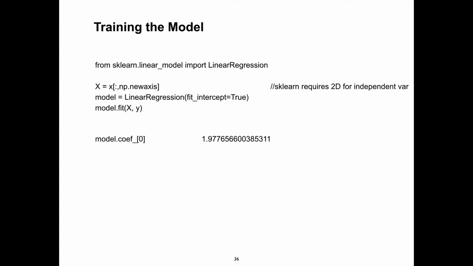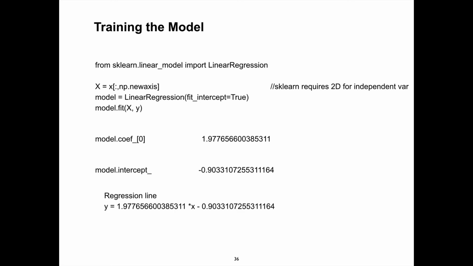Once we got the model, we can ask for its coefficients. Right, it's a linear model, so it's going to be y equals a times x plus b. Since I only have one independent variable, that says that's a times x. And the intercept is, and remember, our equation was 2x minus 1, right? So that's pretty close, right? And so this becomes our regression line, right?